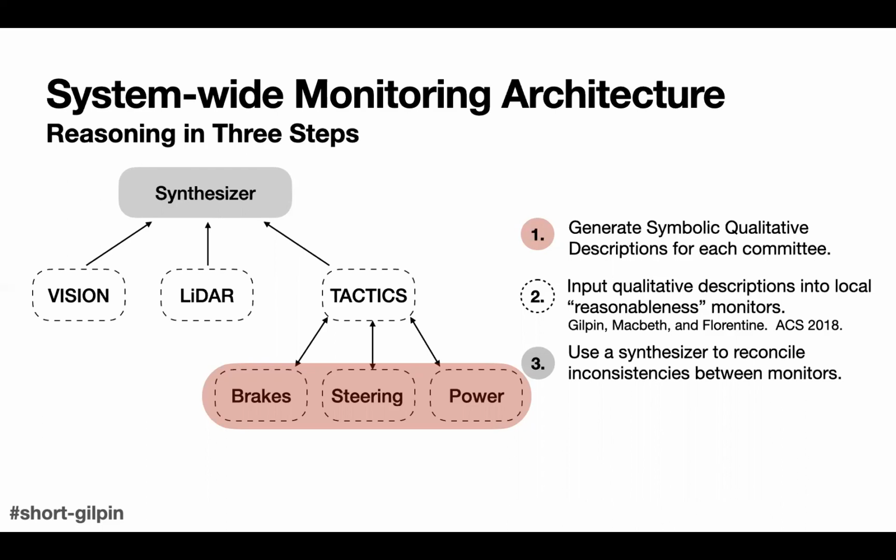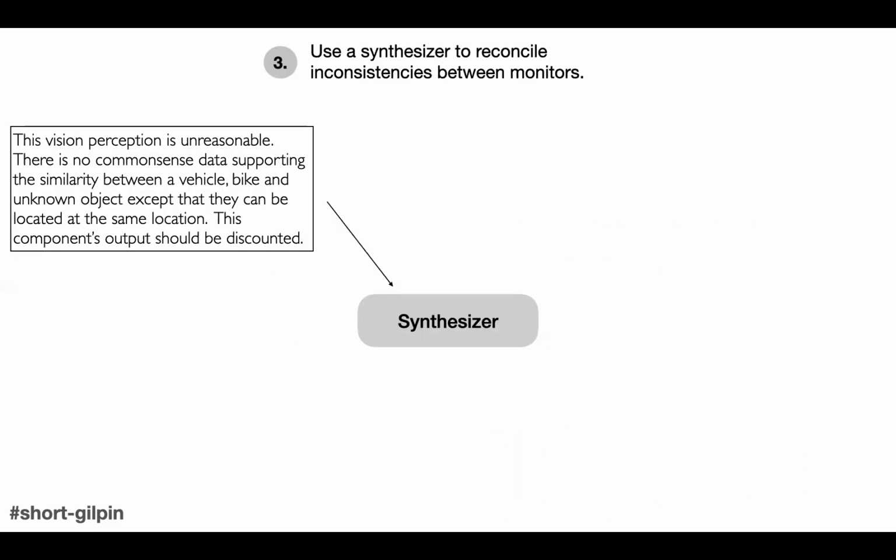And that's exactly what happened in the Uber self-driving car accident, where it wasn't able to process the inconsistency between the vision and the LiDAR system. So the way that the synthesizer works, and I'll be going through the Uber self-driving car accident, is basically it takes in the explanations from the reasonableness monitor. So it takes in several different explanations.